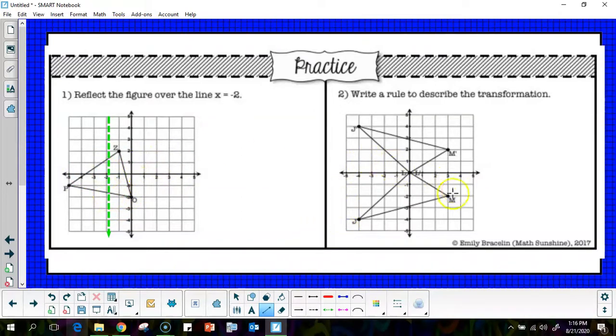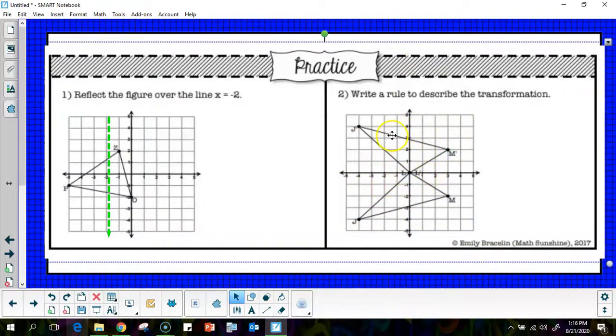And then the other one, this is a reflection. So they're showing you a reflection, and they're asking you to write a rule to describe the transformation. So talk about what line this figure reflected over. You've got your original figure, or your pre-image, down here on the bottom, and your image is up here. So try these by yourself and bring this to class. If not, have it with you when we meet online, and we will go over these together.